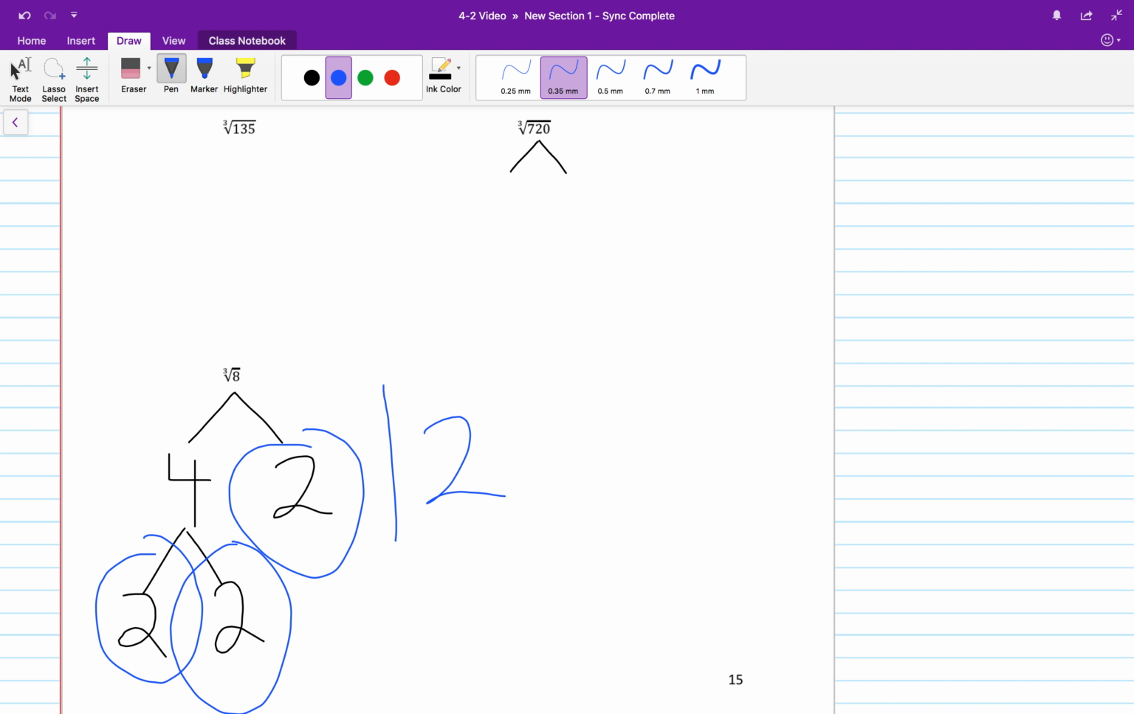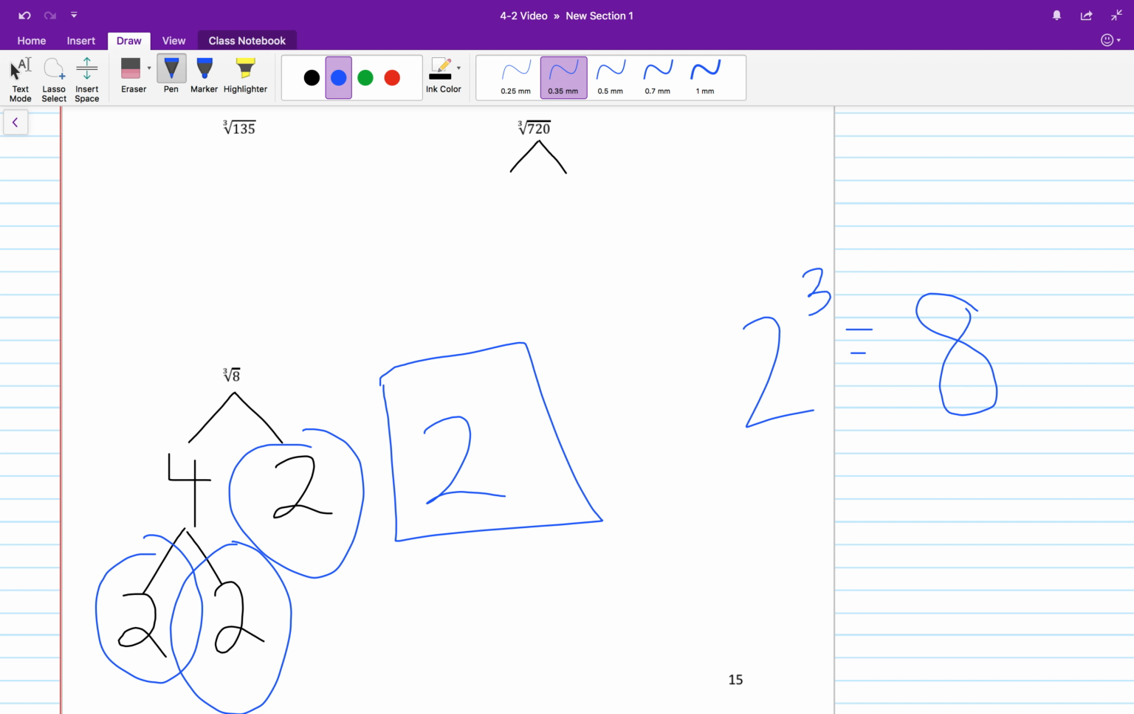That's my final answer. It's fine to have a nice natural number answer, just like the square root of 25 is 5, or the square root of 4 is 2. Cube roots can be perfect cubes. Remember, 2 cubed, you can check this in your calculator if you don't believe me, 2 cubed is 8. So the cube root of 8 has to be 2.